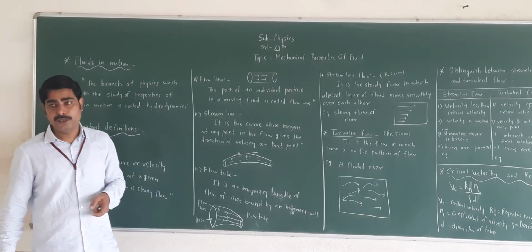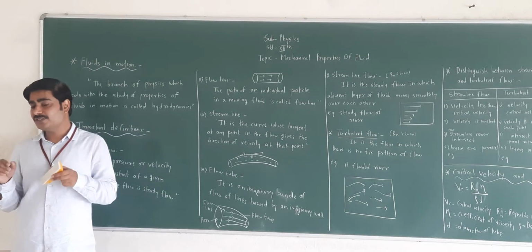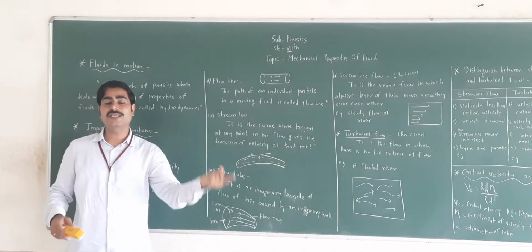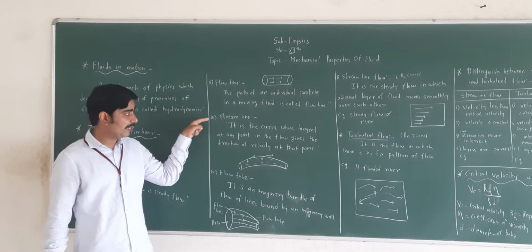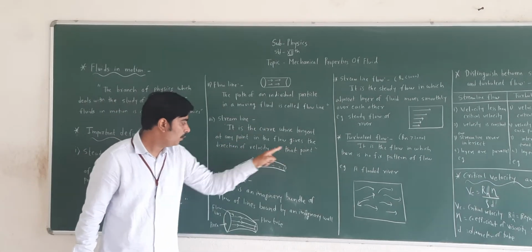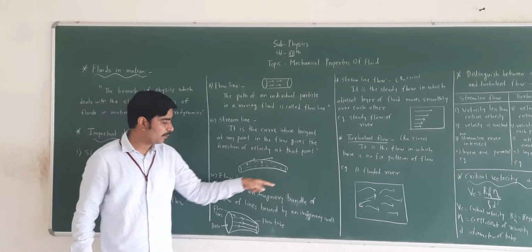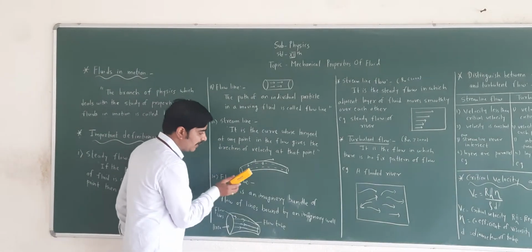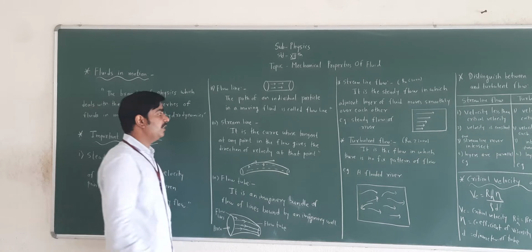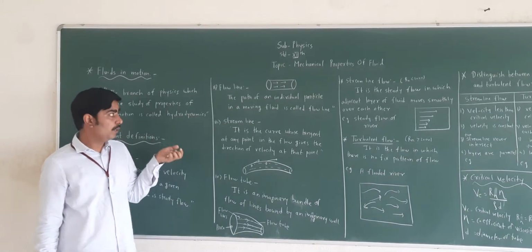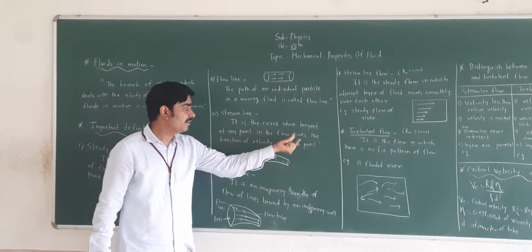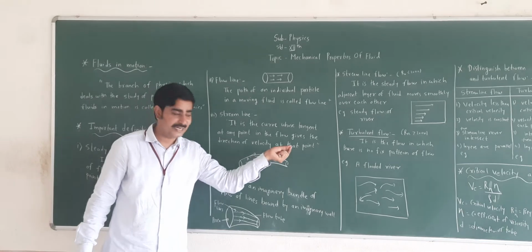Next is the streamline. So when we are saying about the streamline, actually streamline is not a path, but it is one kind of tangent which will indicate where the liquid is moving. So what is the streamline? It is a curve whose tangent at any point in the flow gives the direction of velocity at that point. Suppose the liquid is moving in the tube, and if I have drawn the tangent, then the tangent will give us the direction of the velocity. So that is what the streamline is. It is the curve whose tangent at any point in the flow gives the direction of velocity at that point.